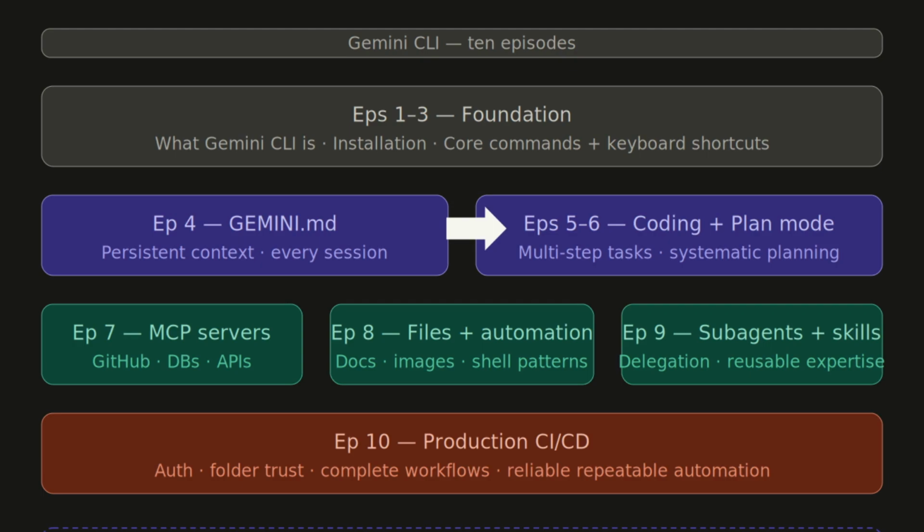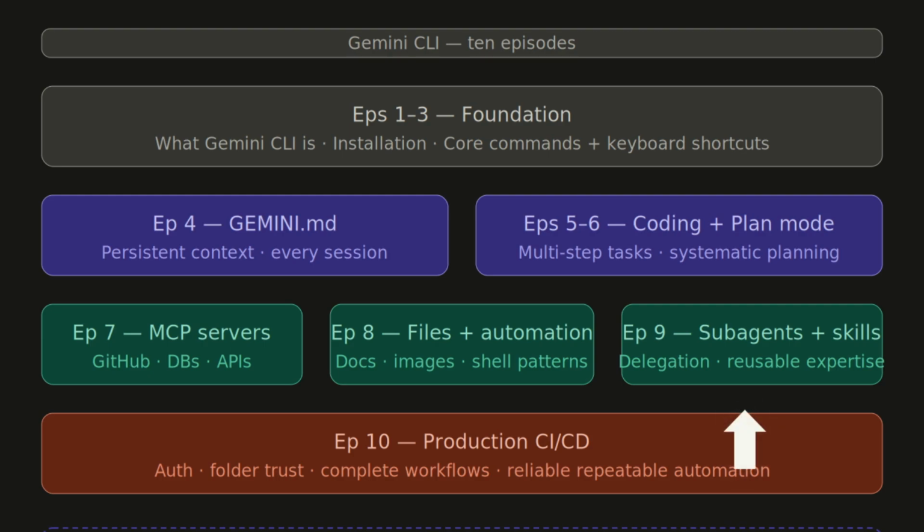Episode 5 and 6 covered the core coding workflows and plan mode, how Gemini CLI works through complex multi-step code tasks systematically. Episode 7 connected Gemini to your external systems via MCP servers, GitHub, databases, internal APIs, making it aware of the world beyond your code base. Episode 8 covered how Gemini CLI handles files, images, and automation: document processing, image understanding, and the shell patterns that make it composable with any other tool.